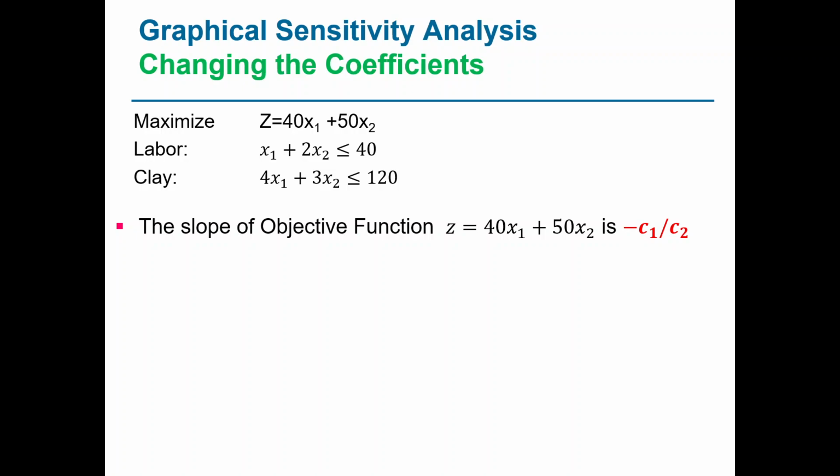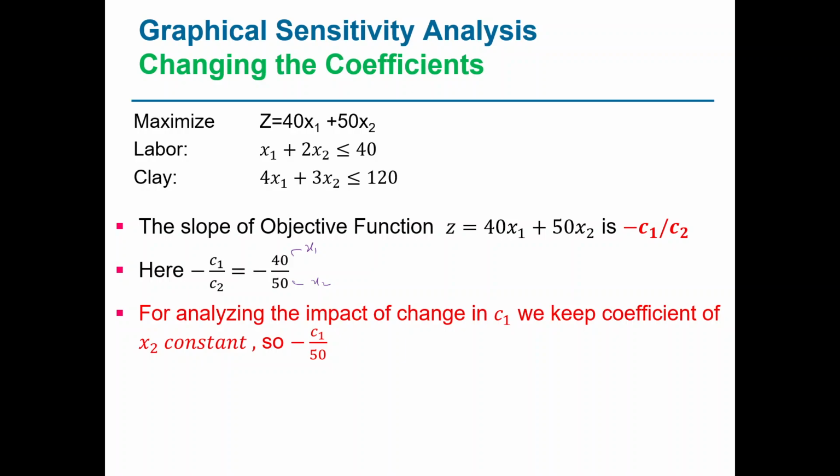So in order to find the sensitivity of the coefficient of x1, we will write our slope as minus C1 by C2 is equal to minus 40 by 50. Remember, 40 is the coefficient of x1 and 50 is the coefficient of x2. Now, if we want to analyze the impact of C1, that is the change in the coefficient of x1, we will keep the coefficient of x2 at its original place, and we will replace the coefficient of x1 with C1. So we will write minus C1 by 50.